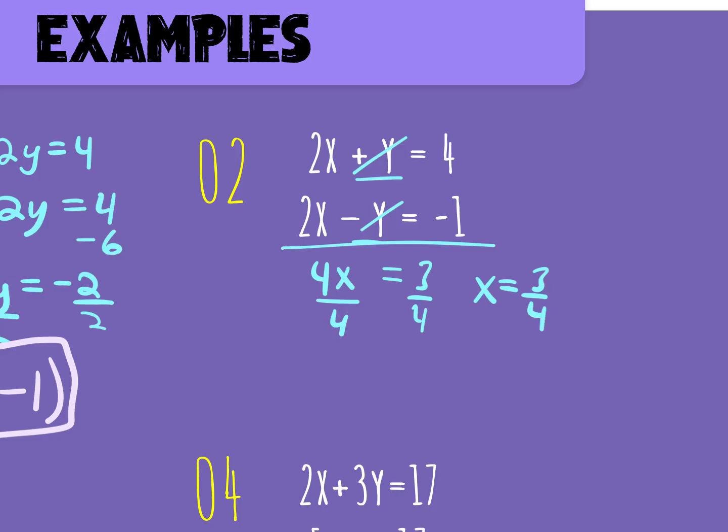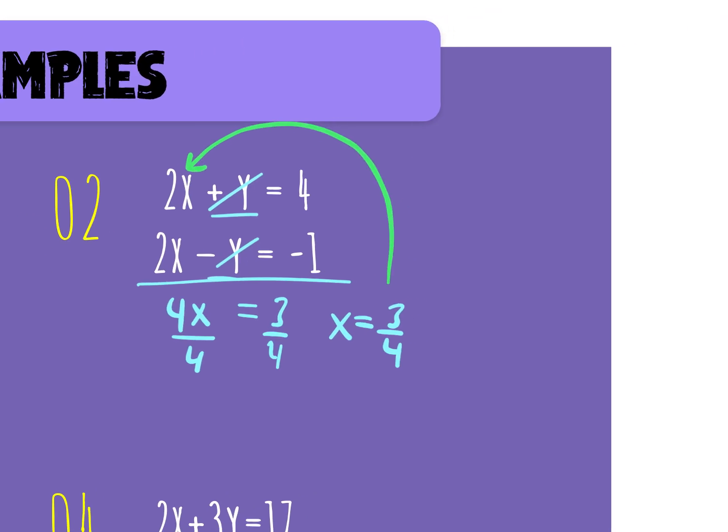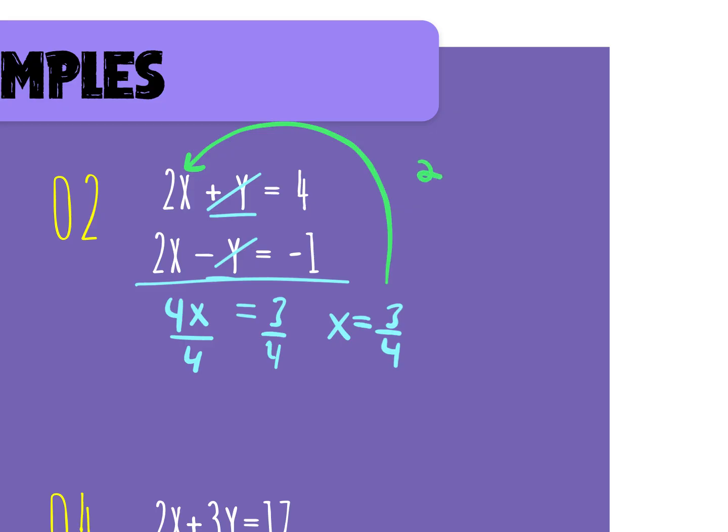Right? Not the prettiest answer. You're not always going to get a whole number. Sometimes you get a fraction. It is what it is. We just roll with it. Right? What should we do with that number now? Plug it into one of our two equations. So let's plug it into the first one for x. If you plug it into the second one, you'll get the same answer.